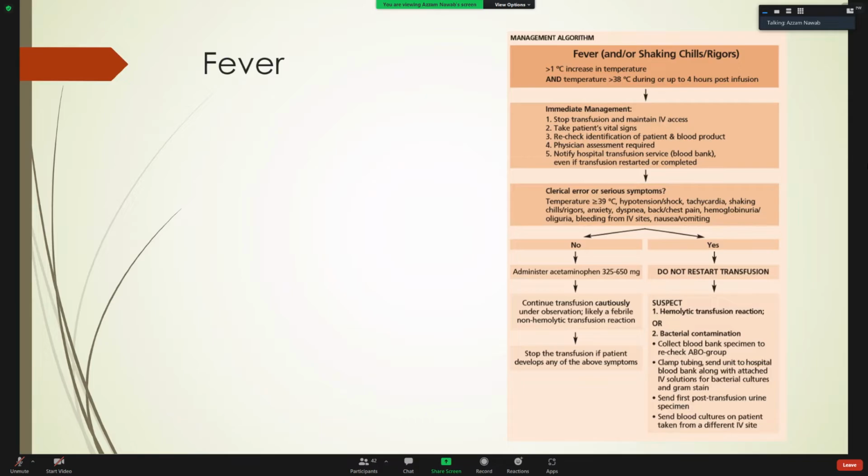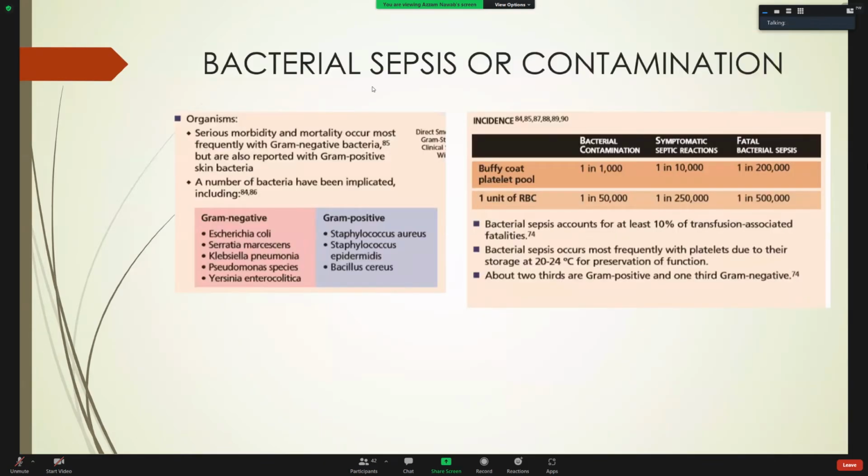We suspect hemolytic transfusion reaction or bacterial contamination. Then we collect a blood bank specimen to recheck the ABO group, clamp the tubing, send the unit to the blood bank along with attached IV solution for bacterial culture and Gram stain, and send the first post-transfusion urine of the patient, check for myoglobin, and send blood culture on the patient taken from different IV sites. Okay, bacterial sepsis or contamination.